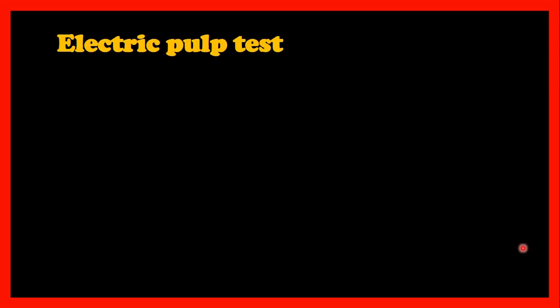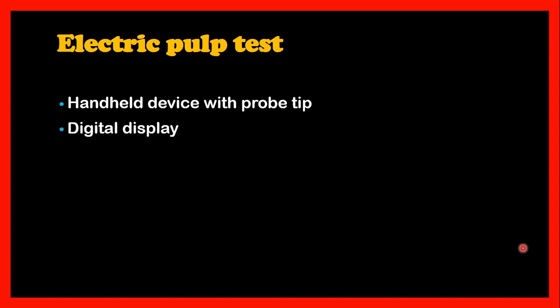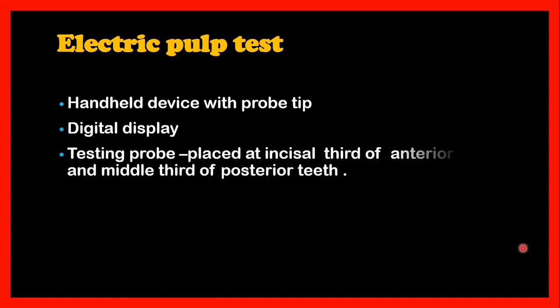So the next test is the electric pulp test. It is a handheld device, and it comprises a probe tip. It has got a digital display. The testing probe is placed at the incisal third of anterior teeth and the middle third of the posterior teeth. These areas are selected because the density of the nerve is more in these places.